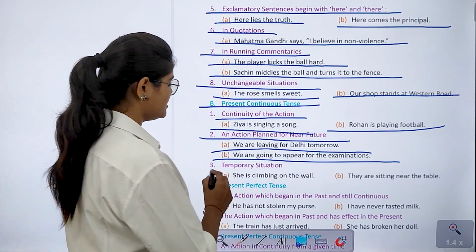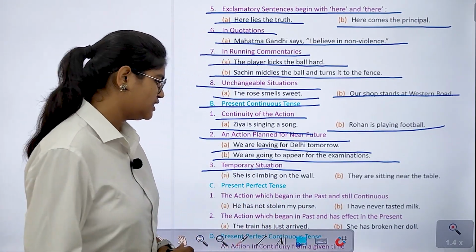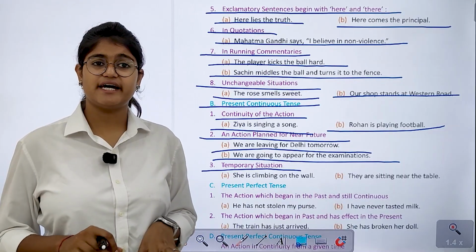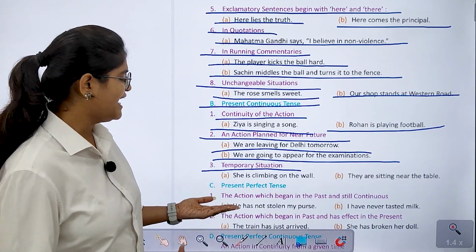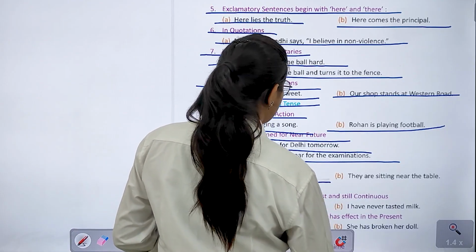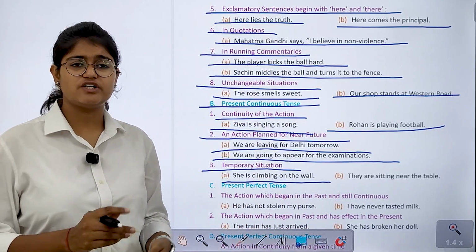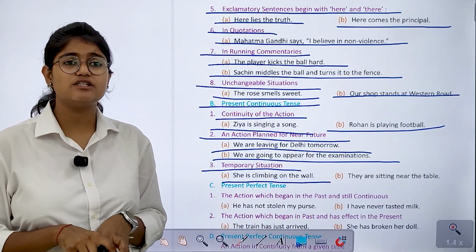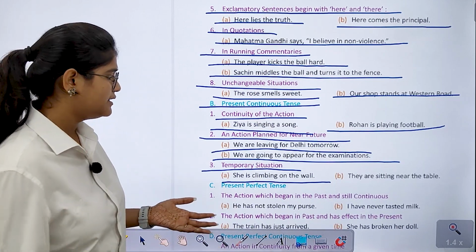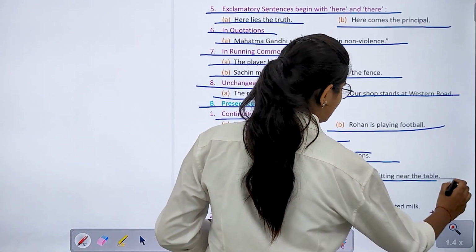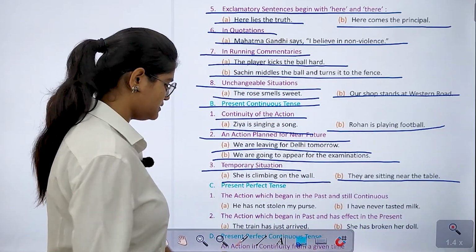The next situation is temporary situation. जो हमें पता है कि वो आज ऐसी है, बट वो थोड़े टाइम बाद चेंज हो सकती है, राइट? Just like she is climbing on the wall, but we know that she is right now climbing on the wall, कि वो आगे आने वाले टाइम में वॉल पर क्लाइंब नहीं करेगी, राइट? The next example is they are sitting near the table.